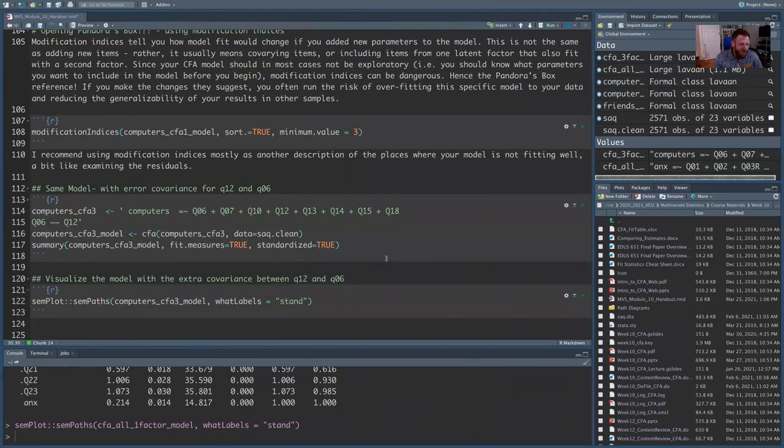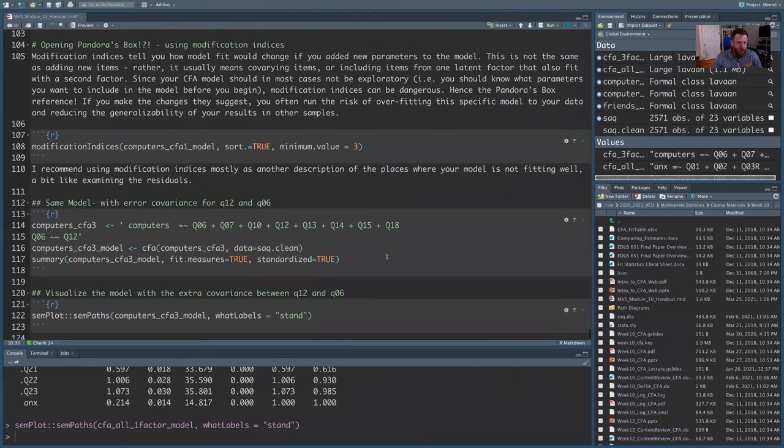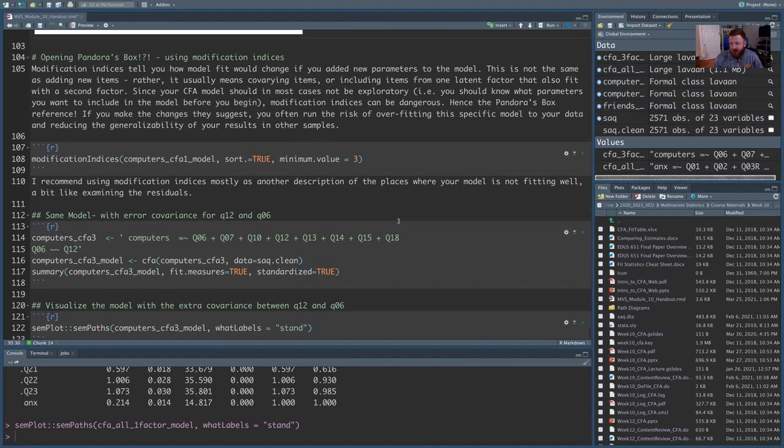All right, so the last trick we're going to talk about this week is modification indices. And those are what I call Pandora's box a little bit. There's this story about Pandora opening the box, and you think it might be a good thing, but it actually ends up getting you into more trouble than not. And that's also the case with modification indices.